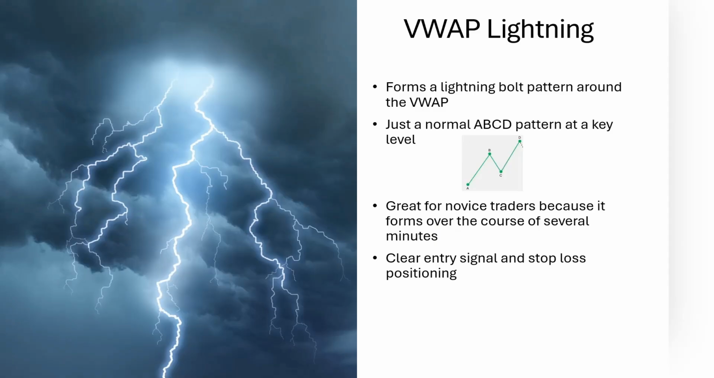The VWAP Lightning is just a lightning bolt pattern that forms around the VWAP. Really, it's just a normal ABCD pattern happening at VWAP. This is a great play for novice traders because it forms over the course of several minutes, so you have time to make decisions and see the play setting up. It also has very clear entry and stop loss positioning, so you know exactly when to get into the trade and where your stop loss should be.